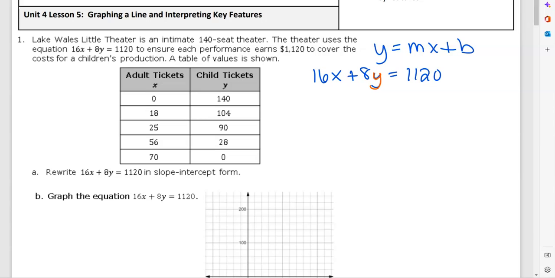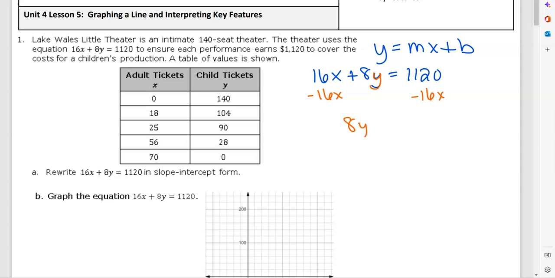So the last time we did this, what did we always do first? No. We never divided first. Never. Not one time did that happen. What did we always do first? Move the x. Move the x out of the way. How am I going to move 16x? We're going to subtract it.